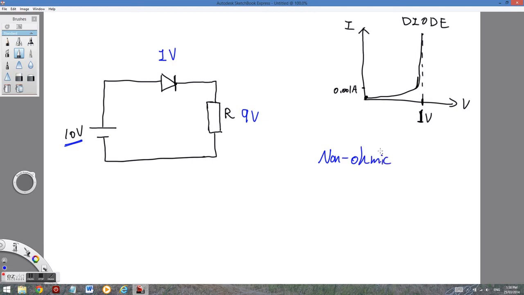One thing to always remember is that the diode is a non-ohmic device, because the resistance of the diode would change. It will be different. It has some sort of resistance, but the main idea is that the diode operates at a voltage. It's a non-ohmic device. It operates at a voltage.